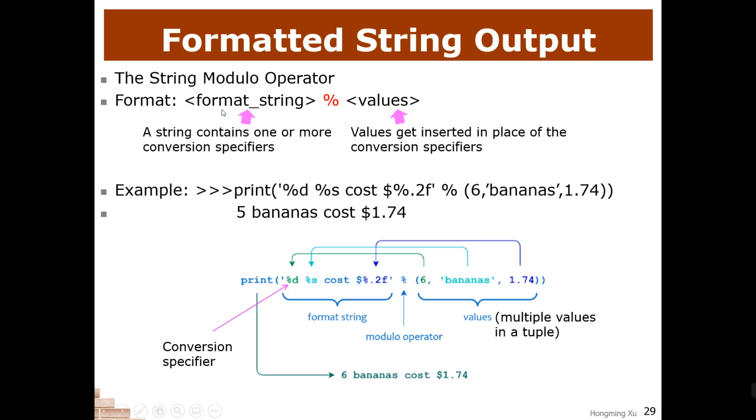This is the syntax format. The format string can contain one or more conversion specifiers, and the values are the variables that we want to insert in place of the conversion specifiers. First, let's see this example. Assume I want to print this line of string: 5 bananas cost $1.74.